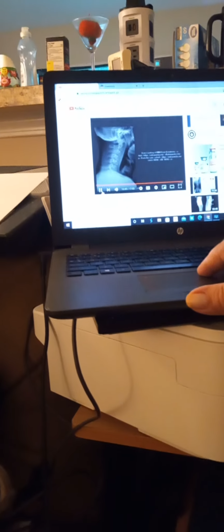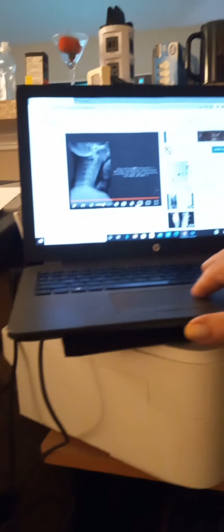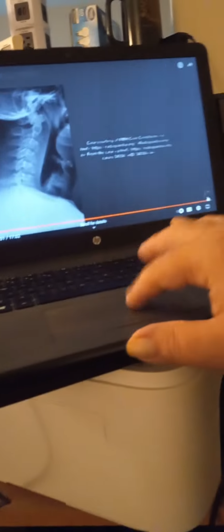Alright, what's he doing? I'm trying to stop it. There we go, there it is. That's the same view. And so you still see the C1 of mine is even, and again, like I said, it's usually uniform. Mine's down almost over 1.5 centimeters.